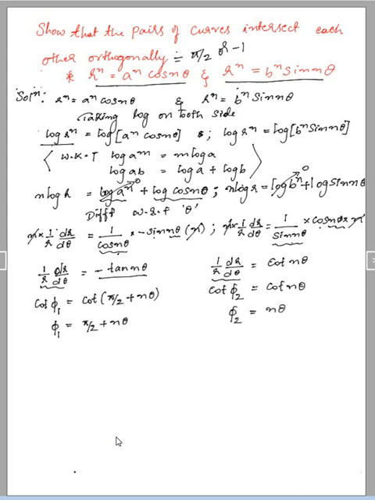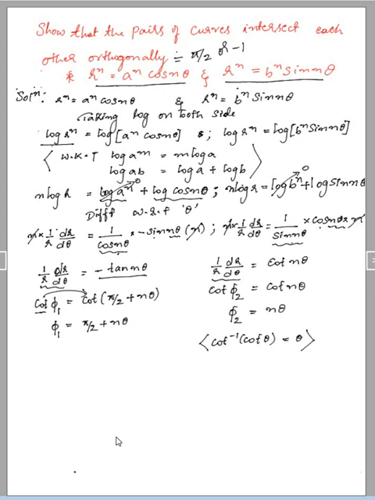Therefore, phi 1 will be equal to pi by 2 plus n theta. Similarly, phi 2 will be equal to n theta. What I have done is I have taken cot inverse and shifted this to the right hand side. It becomes cot inverse of cot theta, which, as we know, is nothing but theta. This is what I have applied. Therefore, I got phi 1 as pi by 2 plus n theta and phi 2 as n theta.